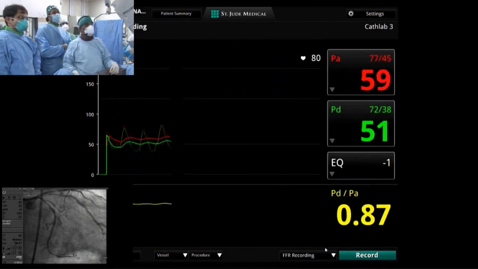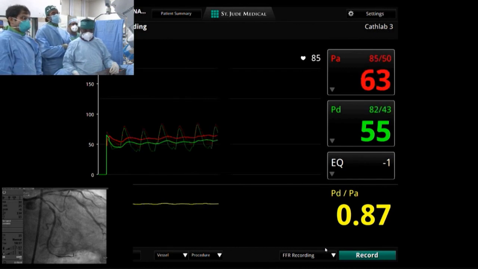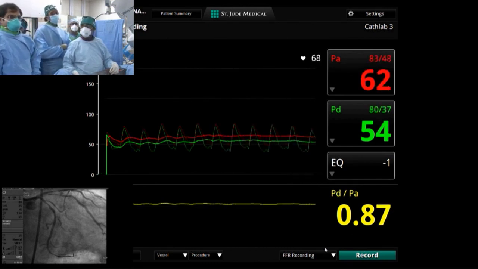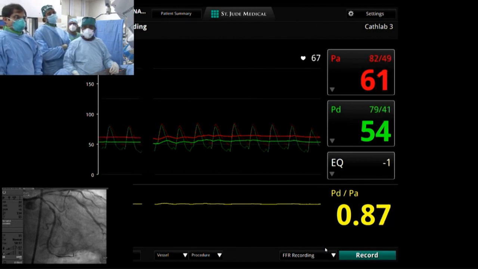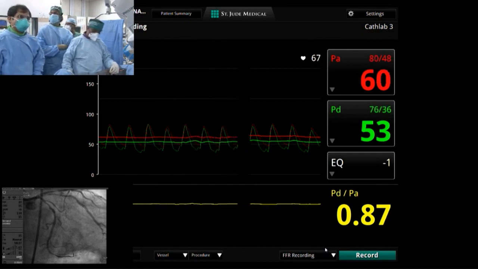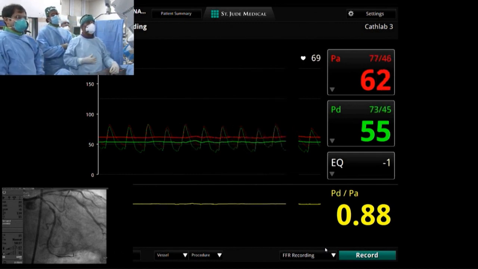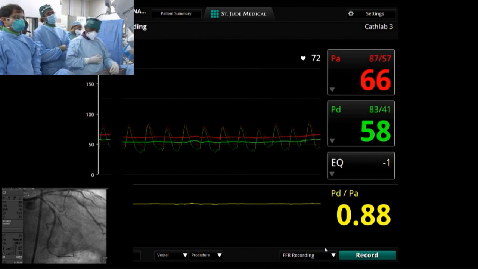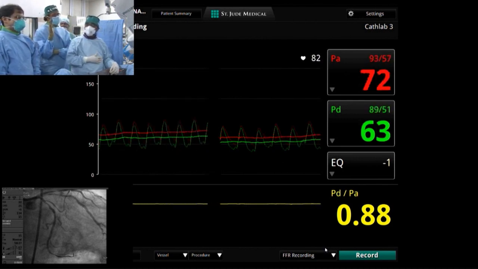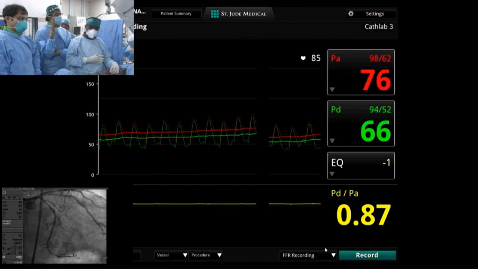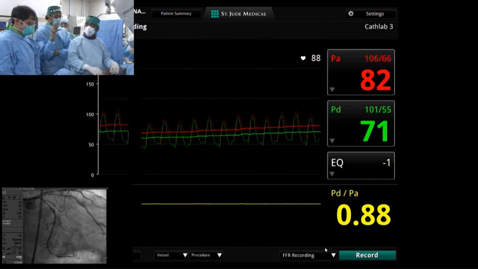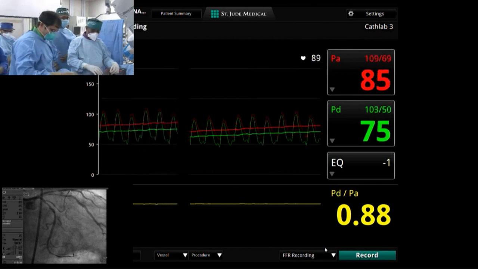Yeah. So we leave it, right? What do you suggest? Yes, sir, because if you follow FFR, probably we'll leave it. That's a nice answer, huh? If you follow FFR. So the idea of doing it is to follow it. If you are believing it, then probably you should leave it. But then you cannot say if you follow FFR, you should leave it. When you do FFR, it means you are going to follow it. Yes, sir, I correct it. If your FFR came more than 0.8, you should leave it.